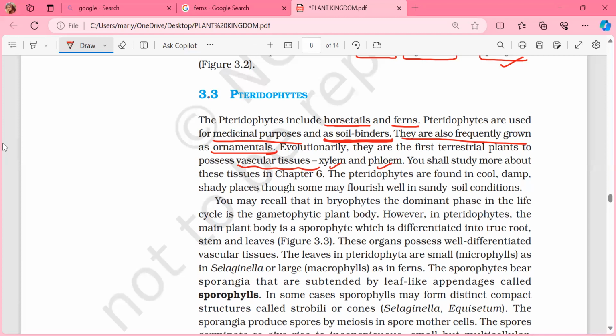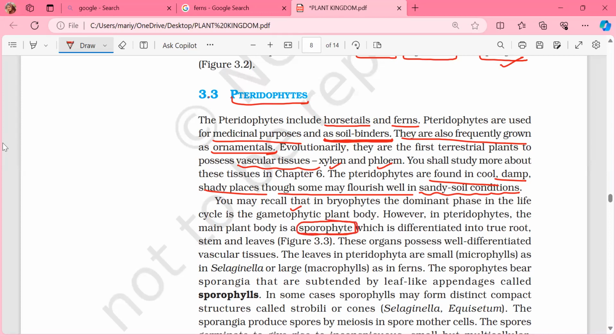Also remember, always remember, they are the first ones to inhabit land. Now, where are they found? They are found in cool, damp, shady places, though some may flourish well in sandy soil conditions. You may recall that in bryophytes, the dominant phase was gametophyte, right? But in the case of pteridophytes, the main plant body is a sporophyte.